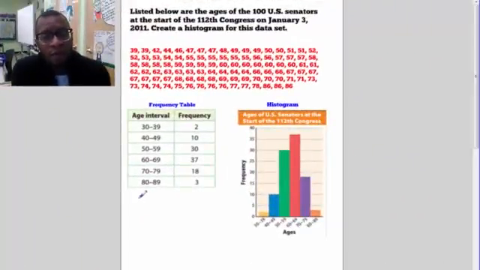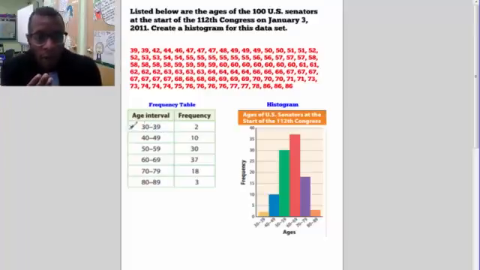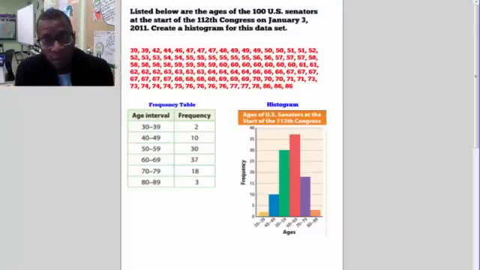Okay, so here we have an example where we have the ages of 100 US senators at the start of the 112th Congress, and we want to create a histogram for this data set. When you want to create a histogram for a data set this large, the first thing you're going to do is create a frequency table. Most of your frequency tables will have increments of 10 on the x-axis. So remember, the age interval is the x-axis and your frequency is on the y-axis. Here we have the histogram for this set of data, and the ages are in increments of 10, and your frequency is along the y-axis.